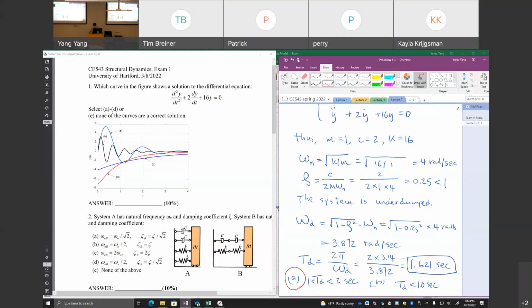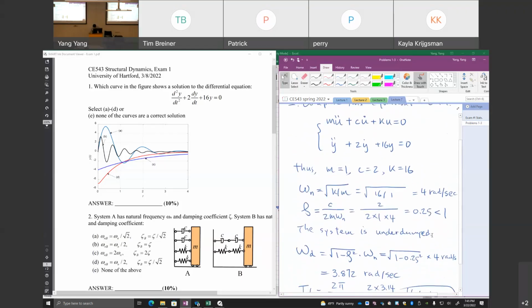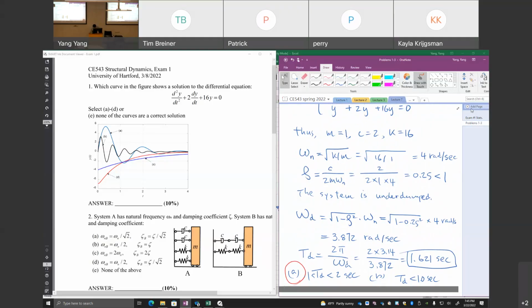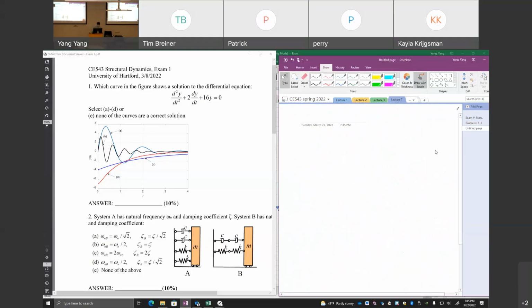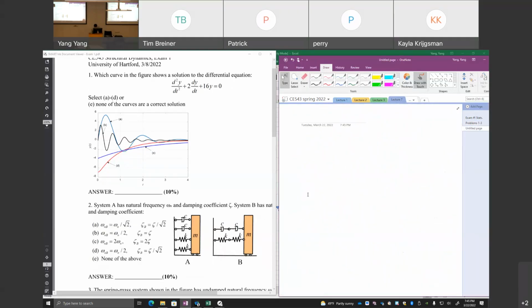So this is the first problem. Any questions regarding the solution to the first problem? So the students online, do you have any questions here? Okay, no questions. Let's go to the second problem. And the second problem is a little bit tricky here.